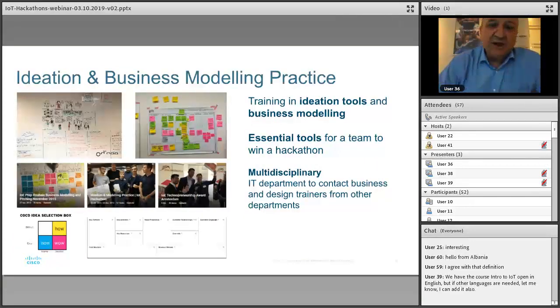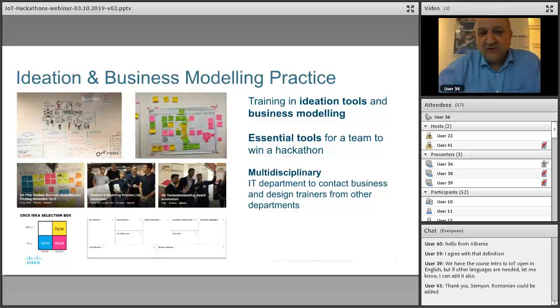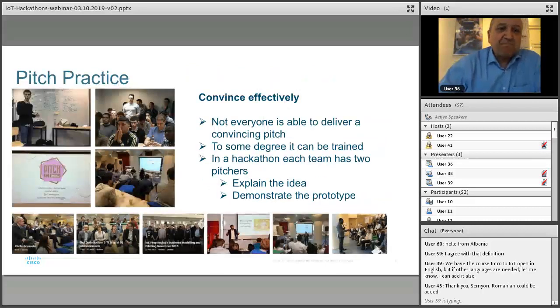Ideation and business modeling practice. Also, we have to prepare students to make visual representations, to make models of the business they have in mind, or a solution they have in mind. Different ways of doing that. It's your own choice, the modeling that you like to use with your students. But they will need to do modeling during a hackathon.